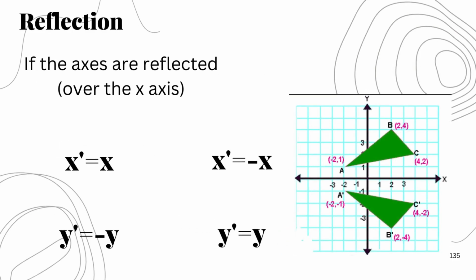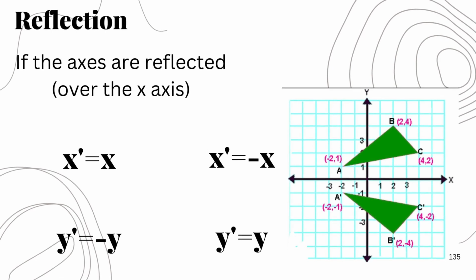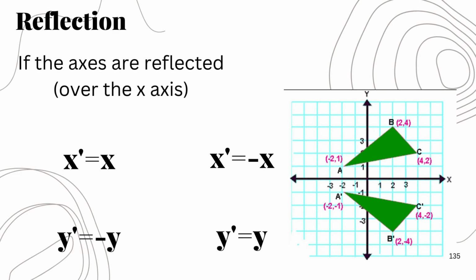Reflection of axes in geometry refers to flipping a figure over a specific axis, such as the x-axis, y-axis, or any other defined line. This transformation produces a mirror image of the original figure. The coordinates of the points in the figure change based on the axis of reflection. Here's how reflection works with respect to the x and y axes.